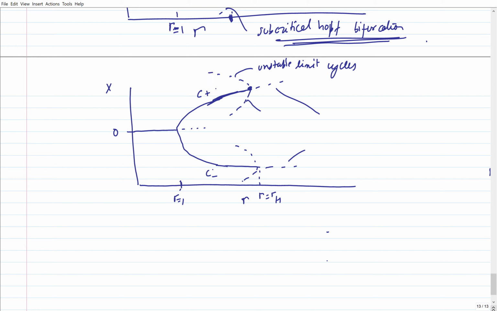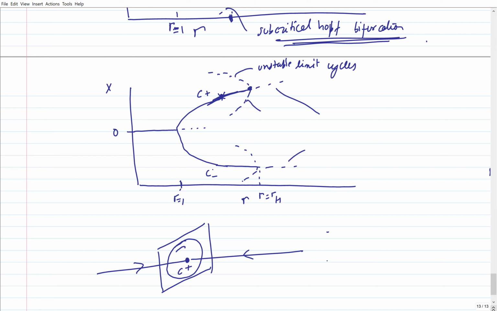So how does the fixed point, let's say this one, look like? Remember, it's 3 dimensions. So in 3 dimensions I have the fixed point C plus, let's say this is stable, and not only that, it's surrounded by this unstable limit cycle and it spirals in over here. So this is the unstable limit cycle. I should have drawn it dotted, doesn't matter. Unstable limit cycle.